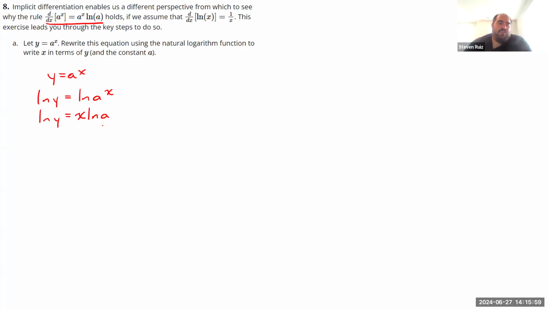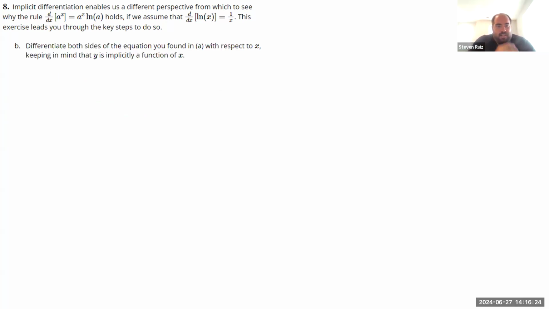Now we're asked to write x in terms of y. Essentially, we want to solve for x. So we get x equals the natural log of y over the natural log of a. So for part A, we want to make that rearrangement, and I think we've done it. Part B: differentiate both sides of the equation you found with respect to x. So we have x equals the natural log of y over the natural log of a.